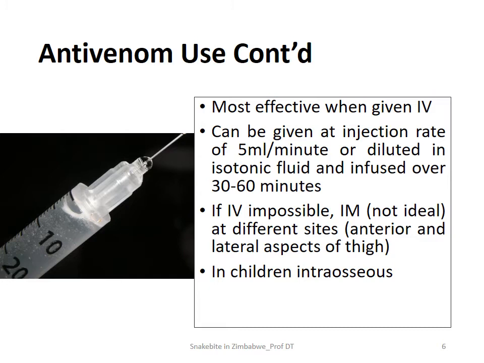So the most effective route to use is the intravenous route. And the antivenom can be given at an injection rate of about 5 ml per minute, or diluted in isotonic fluid and infused over 30 minutes to 1 hour. And if IV is impossible, though not ideal, you can use intramuscular injection at different sites, like the anterior and lateral aspects of the thigh. And in children, it is possible to give it intraosseous, as to the bones.